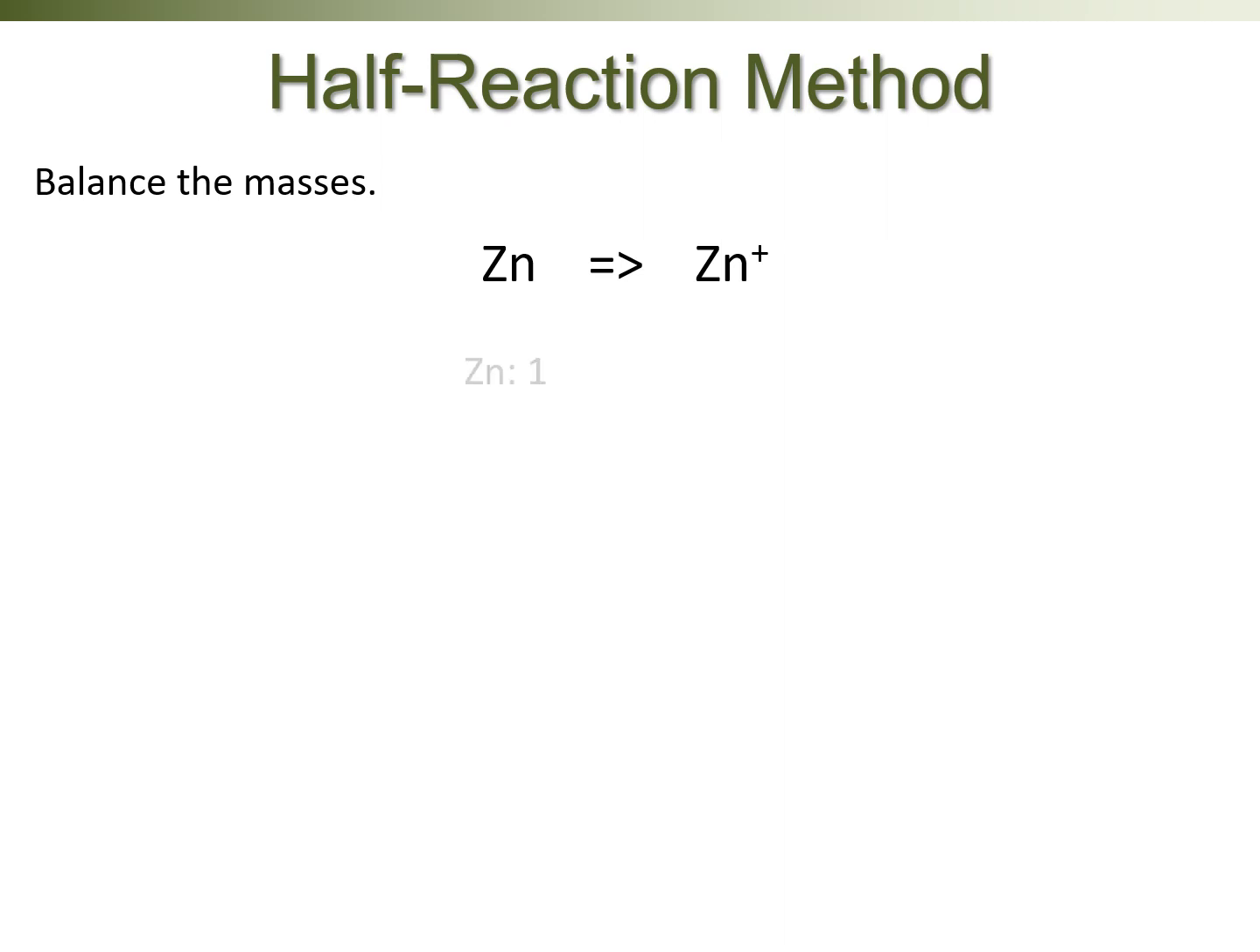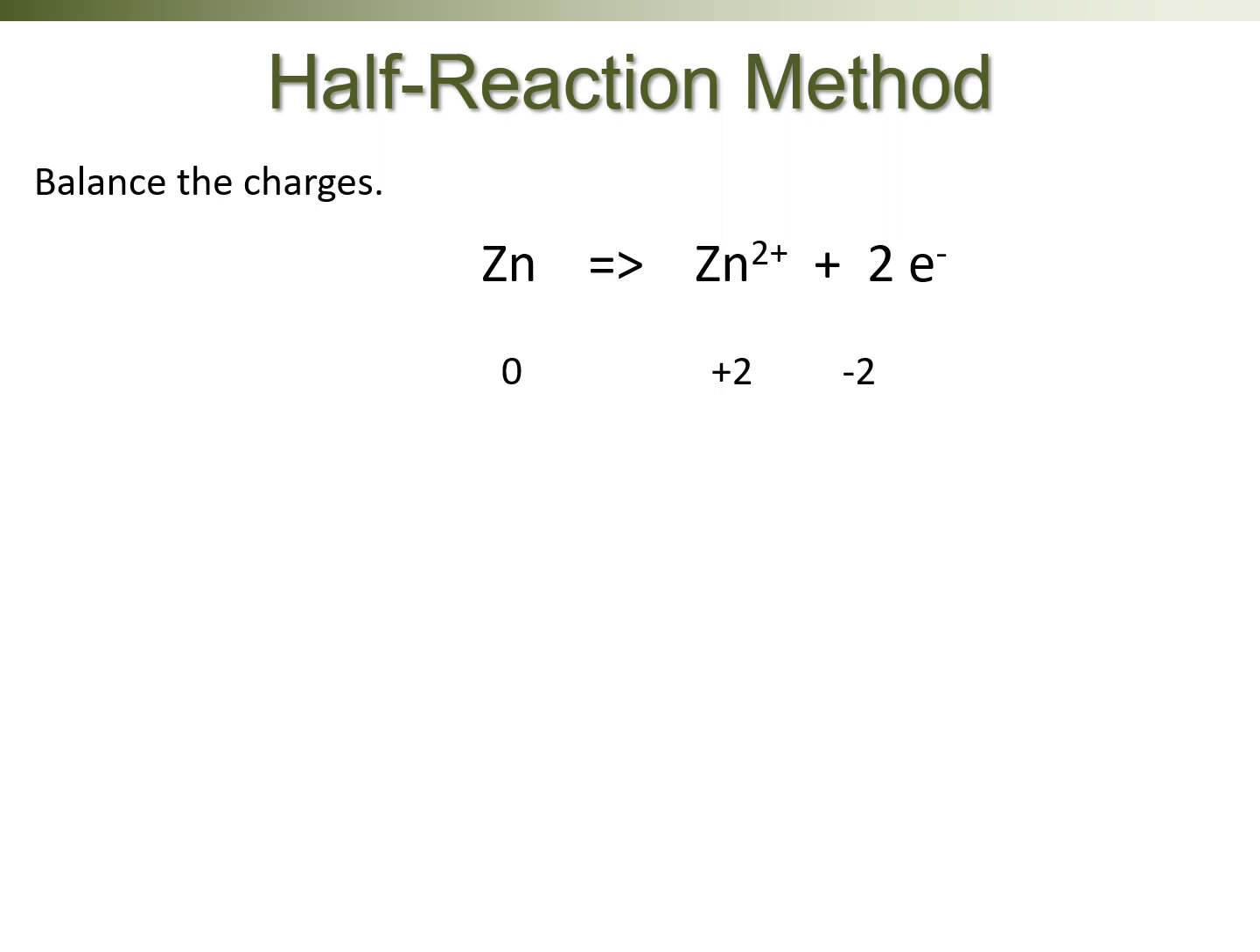So we have to balance the masses. That's pretty straightforward. We have 1 zinc on each side. Let's balance the charges. The zinc on the left has 0, the zinc on the right has a positive 2. We balance that by giving it 2 electrons. Those 2 electrons give us a negative 2, and we have now balanced the charges.